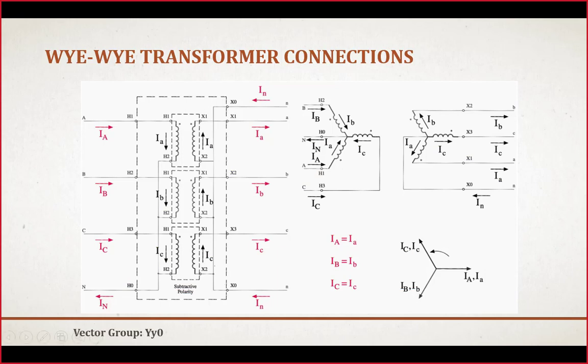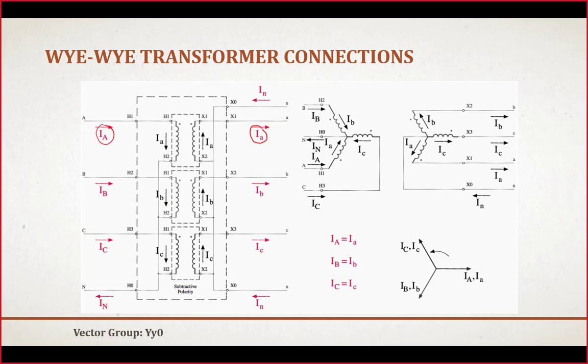For the high side we use these polarity markings H1, H2, H3, H0. On the low side we use these polarity markings X1, X2, X3 and X0. Now this current IA, which is flowing towards the dotted or reference end H1 on this high side, will be exactly in phase with this current I small a, which is flowing out of the dotted or reference end X1 from the low voltage side.